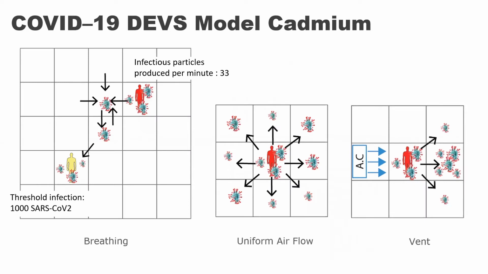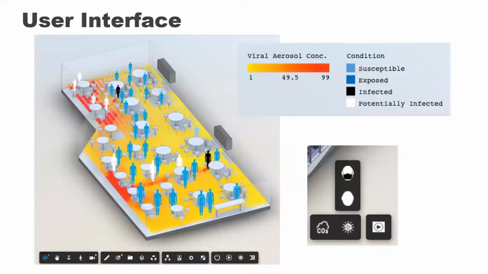So the base model was developed for the breathing scenario. It considers that an infected person releases 33 viral particles per minute, and if the non-infected person's threshold reaches 1,000, they become potentially infected. We modeled for vents off, that is uniform airflow, and with vents on. The visualization shows the aerosol concentration in the room and the human conditions.